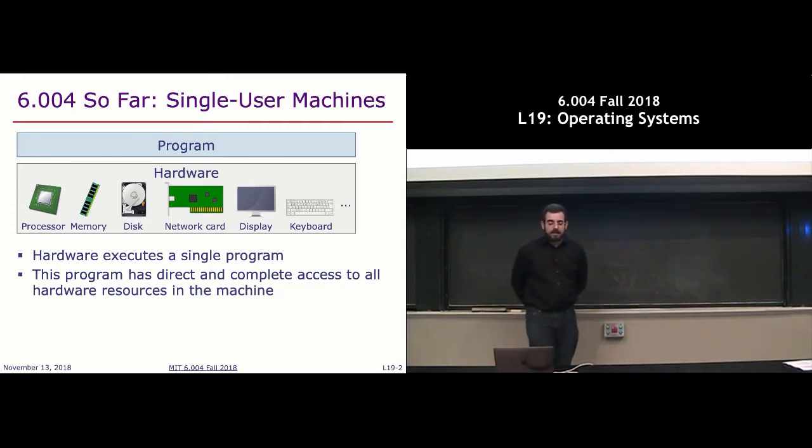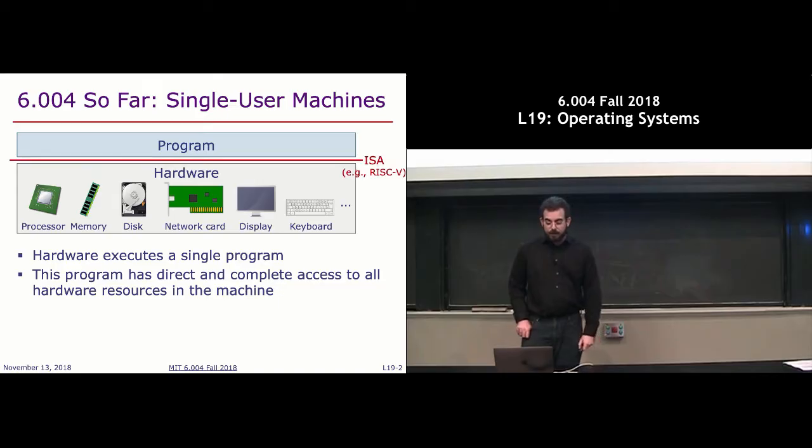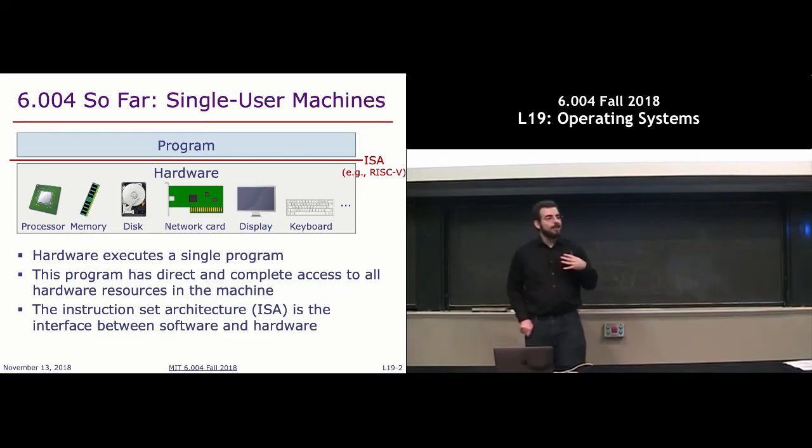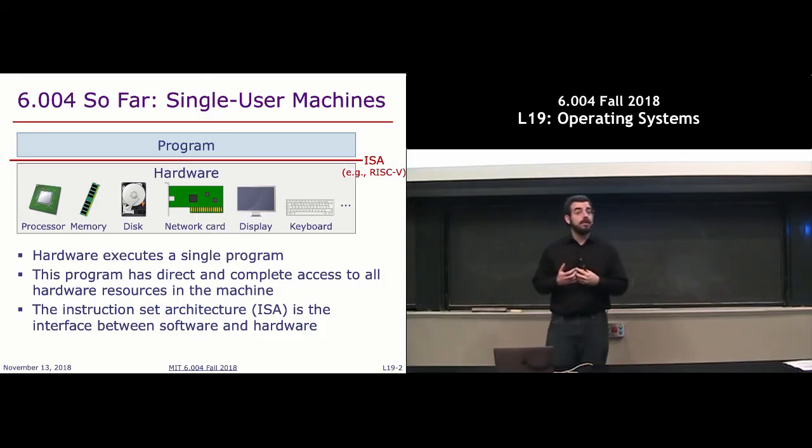The key idea here is that, as we've seen the system so far, this program that's running directly on top of the hardware has complete access to all the hardware resources. It's directly accessing the processor, it's directly accessing memory, and so on. Remember that the interface this program is coded against is what we call the instruction set architecture, or ISA. We've seen RISC-V. There are many others: x86, ARM, and so on. So we're basically coding our programs directly against the hardware-software interface.